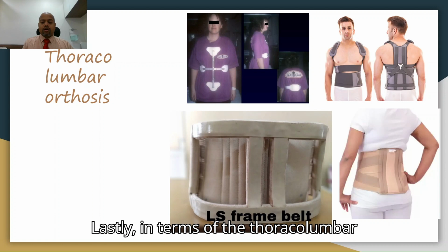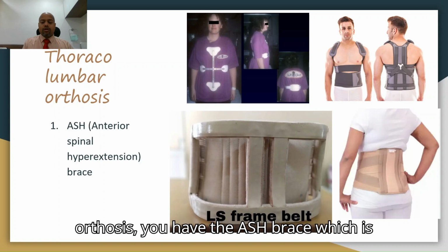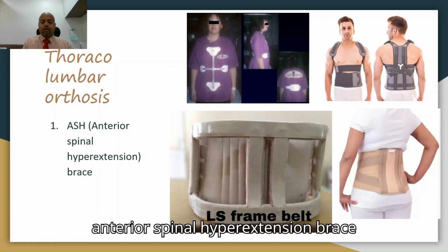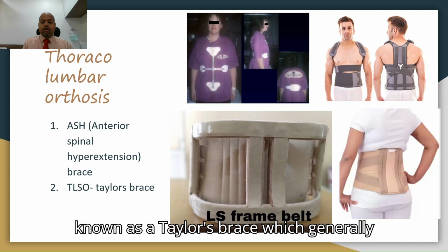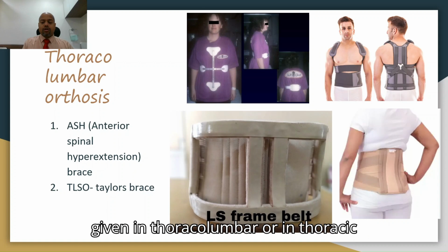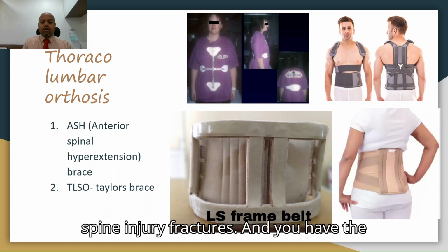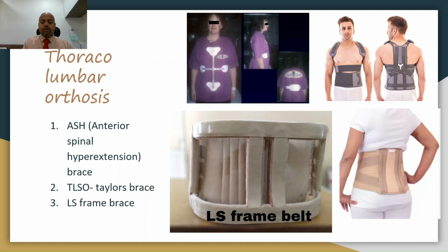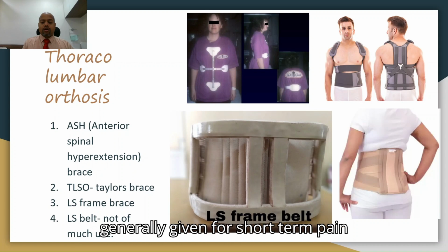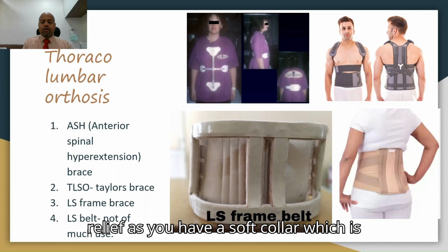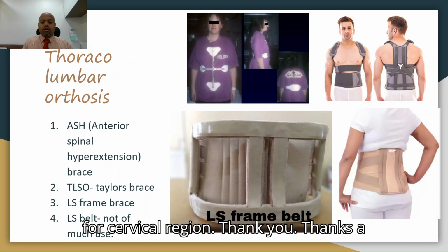Lastly, in terms of the thoracolumbar orthosis, you have the ASH brace, which is the anterior spinal hyperextension brace, generally given in thoracolumbar fractures. Also, you have a TLSO, that is a thoracolumbar spinal orthosis, known as a Taylor's brace, which is generally given in thoracolumbar or thoracic spine injury fractures. And you have the LS frame belt, which gives support in the lumbosacral region. Lastly, you have the LS belt, which is generally given for short-term pain relief, as you have a soft collar for the cervical region.